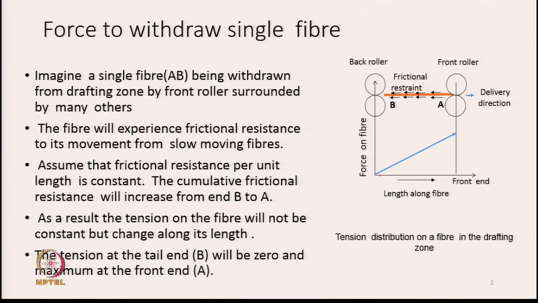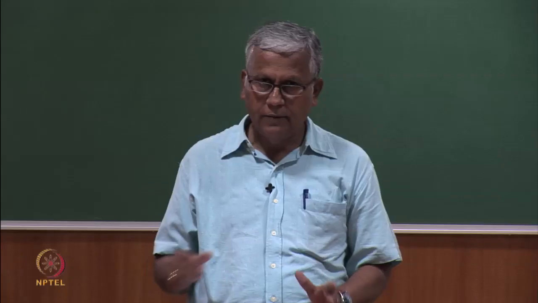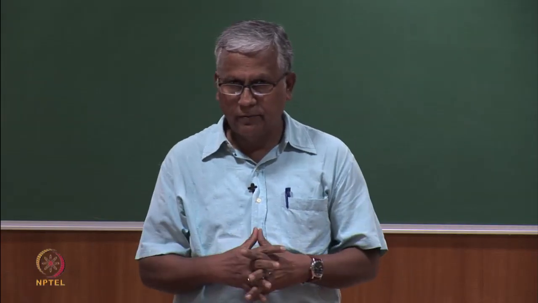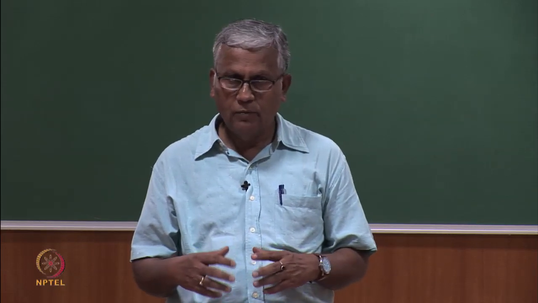So, at the tail end, the tension is going to be 0, but along the length of the fiber, as we move towards the tip, the tension of the fiber is going to be more and more. That means, on a single fiber, the tension is not constant along its length, the tension is going to vary from one end to the other end, and this is going to happen with all the fibers which are being withdrawn. Now, if we try to understand what are the various parameters which are going to affect this tension development, because what is going to happen in one fiber, it is going to happen on many other fibers.